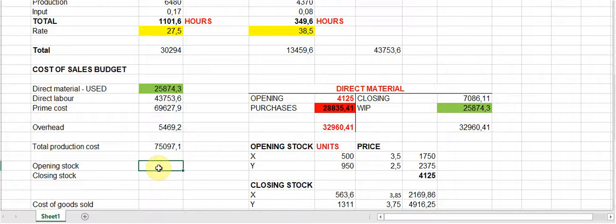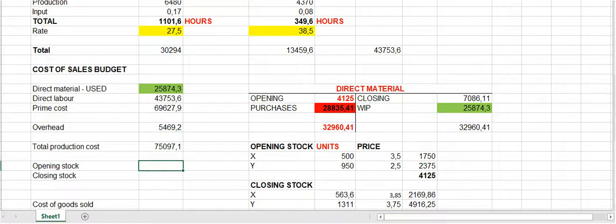Please note, for the cost of sales budget, you should add the opening stock and minus the closing stock. So it's not the same as in the other budgets, because now we are busy with a financial statement here. It's no longer a budget calculation, but it's a statement. So please remember the closing stock is minus.